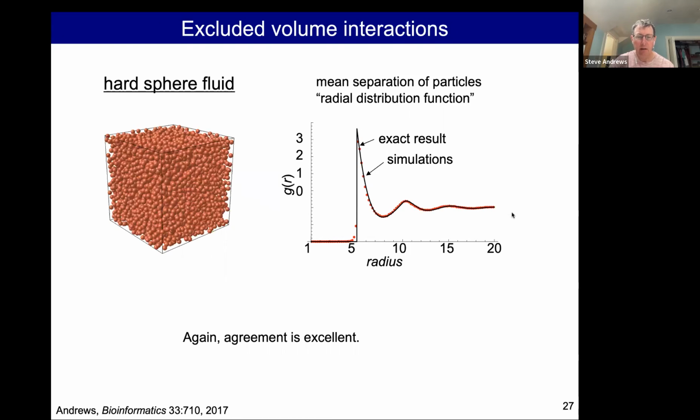So that's accurate. Pseudo reactions. Here I have a hard sphere fluid. So these are balls packed into a box. And I looked at the mean separation between neighboring particles. It's called a distribution function. And again, we have the black line of the exact theory. The red dots are Smoldyn, and very, very close to agreement. So it shows that works well too.